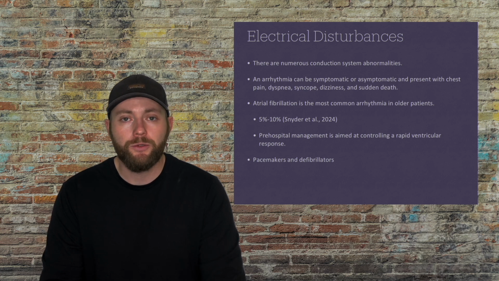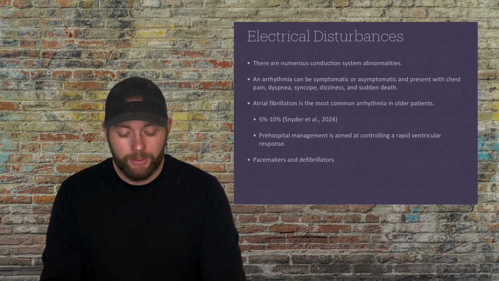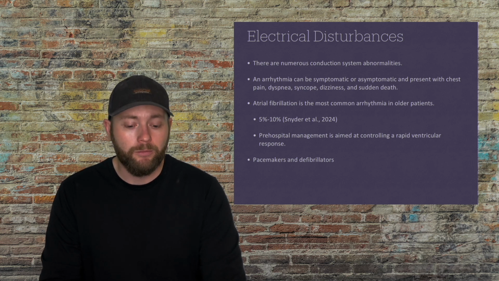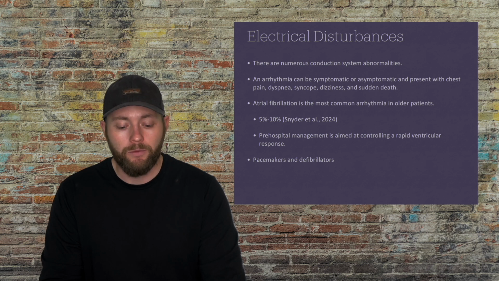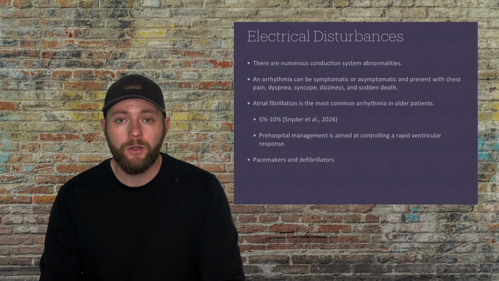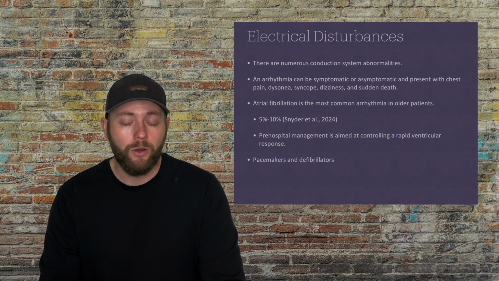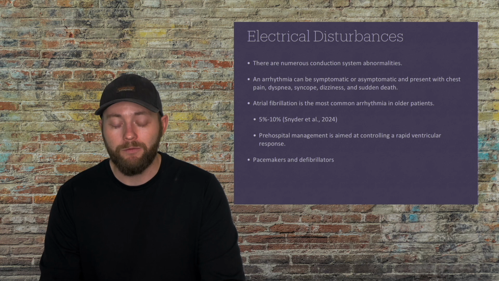Pre-hospital management of atrial fibrillation is aimed at controlling a rapid ventricular response. This can be accomplished through administration of a calcium channel blocker or cardioversion. As providers, we should only attempt to cardiovert AFib with RVR when absolutely necessary. The risk of a stroke secondary to cardioversion is increased the longer the patient has been in AFib.